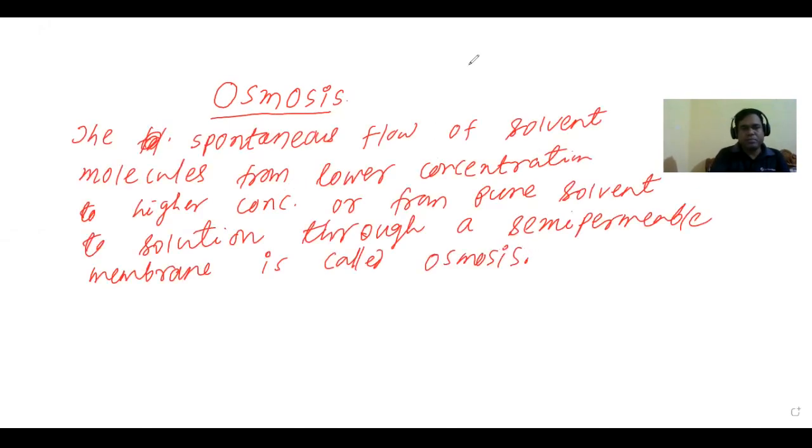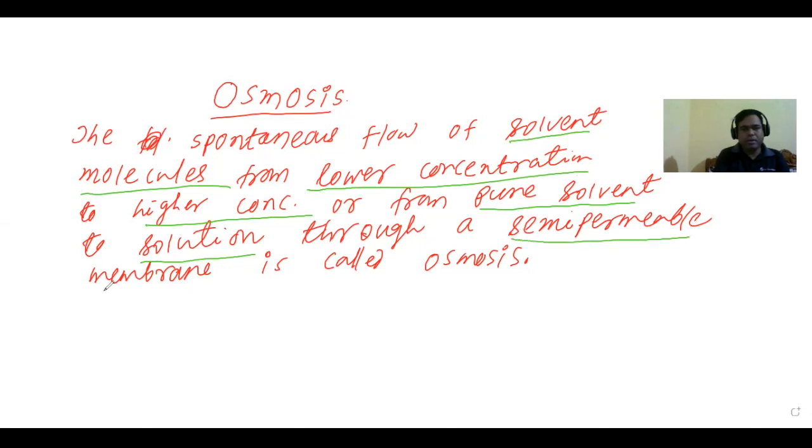The spontaneous flow of solvent molecules from lower concentration to higher concentration, or from pure solvent to solution through a semi-permeable membrane, is known as osmosis. Okay. And what is a semi-permeable membrane?